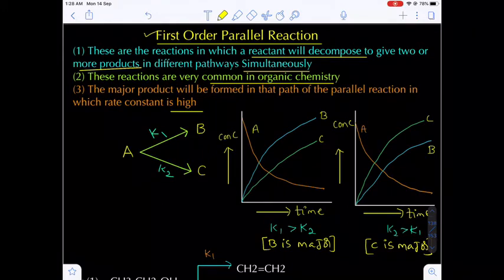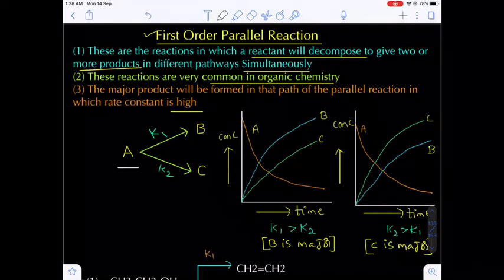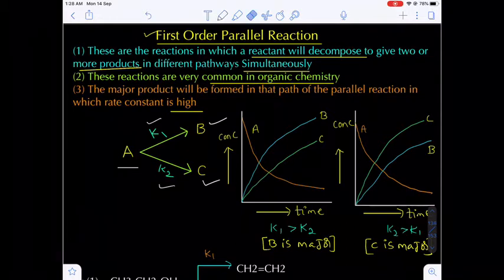Let's suppose we have one general example, reactant A giving product B and also product C. There are two products B and C. They are simultaneously forming from the reactant A. Now in path 1, that is from A to B, the rate constant is K1, and in path 2, that is A to C, the rate constant is K2. Here K1 and K2 are the path 1 and path 2 rate constants.